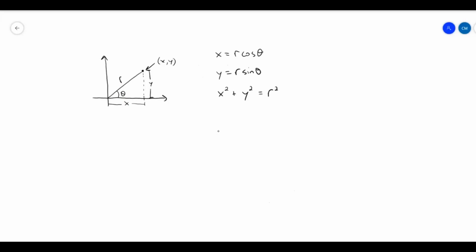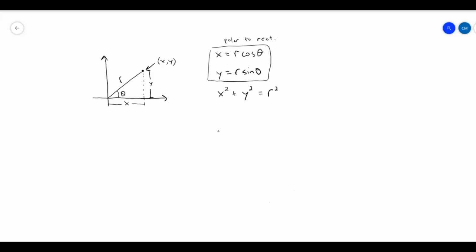And then further notice there's one other relationship here if you want to go back in the other direction. In fact, the first two are the ones that go from polar to rectangular. When I say rectangular, again, that's synonymous with Cartesian. If I say Cartesian coordinate system, it's the same thing as rectangular coordinate system.